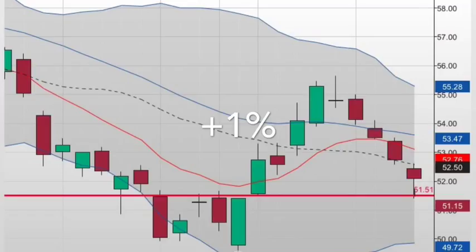So this is a good example of how you can use multiple time frames to initially screen for trades, and then use a shorter time frame to pinpoint entries to actually risk less on a trade.